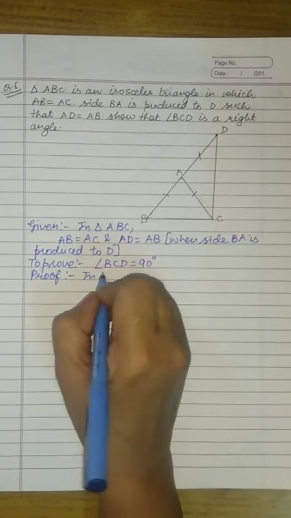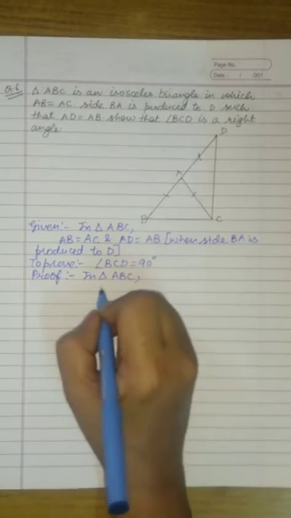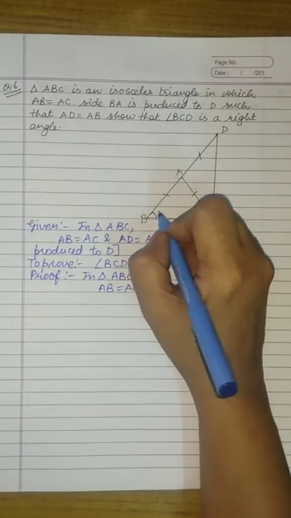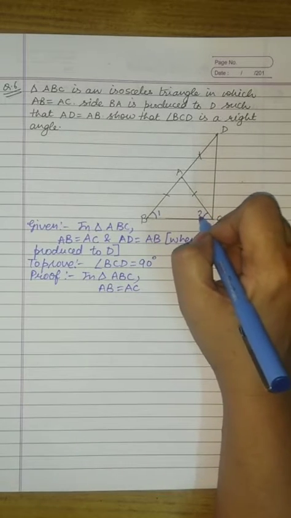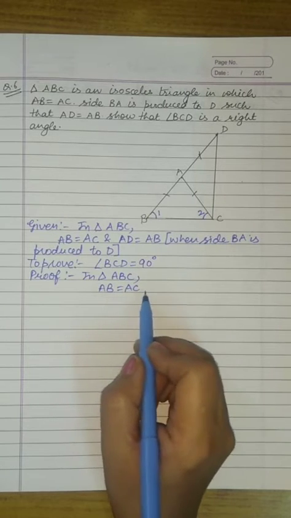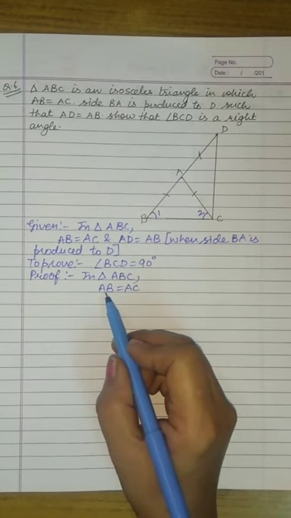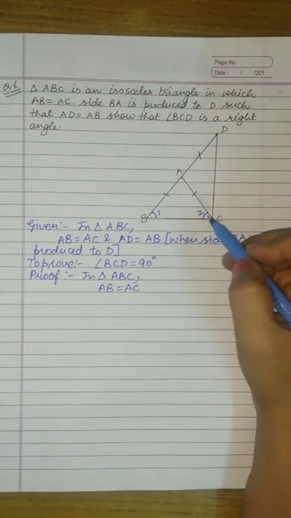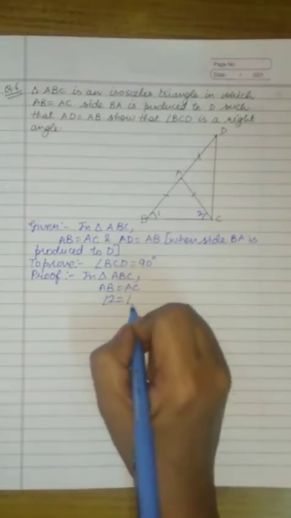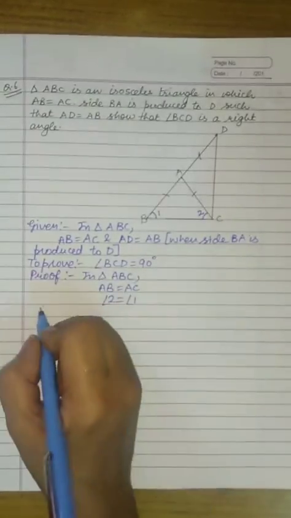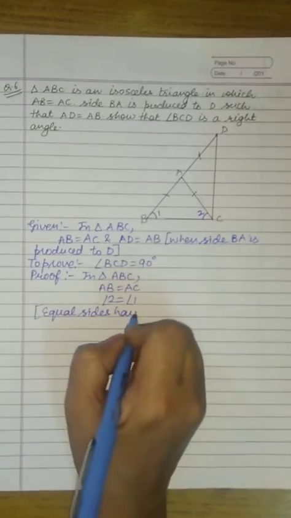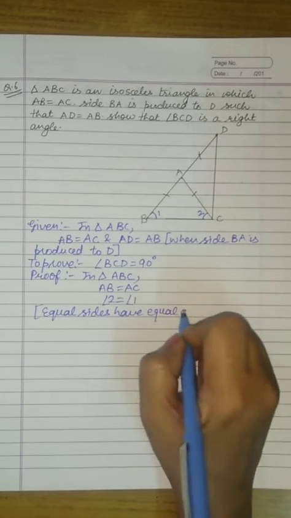First of all, we will write in triangle ABC, what is given to us? AB is equal to AC. So let the angle at point B be 1 and the angle at point C be 2. So in triangle ABC, AB is equal to AC. Now what is the angle opposite to AB? The angle opposite to AB is angle 2 and the angle opposite to AC is angle 1. The reason we will mention here: equal sides have equal opposite angles.